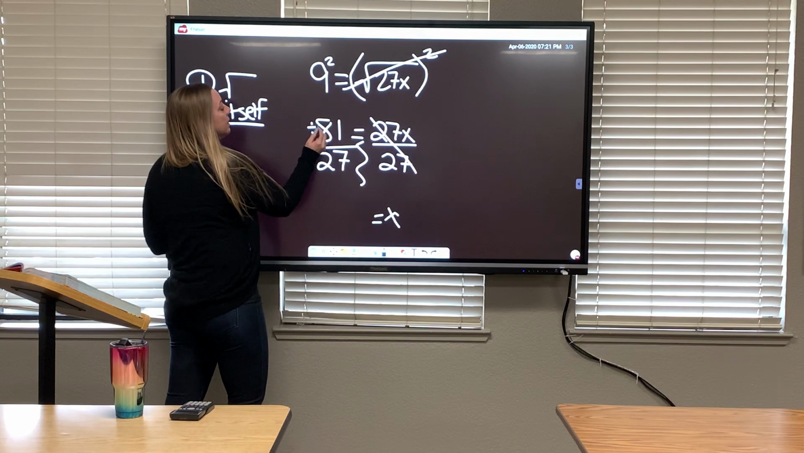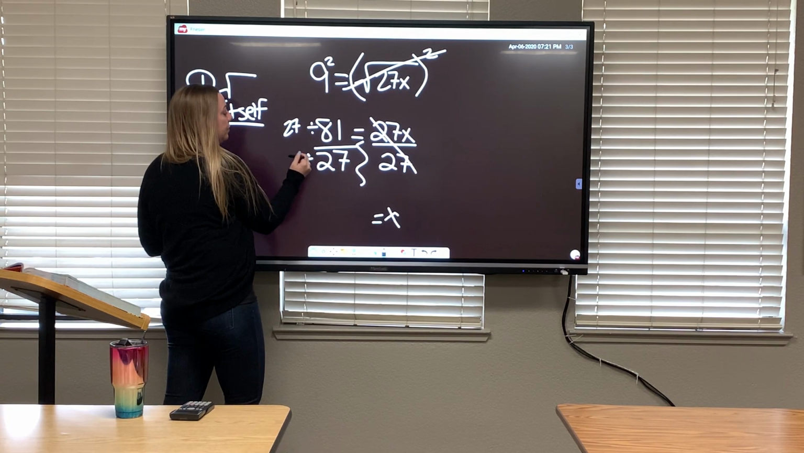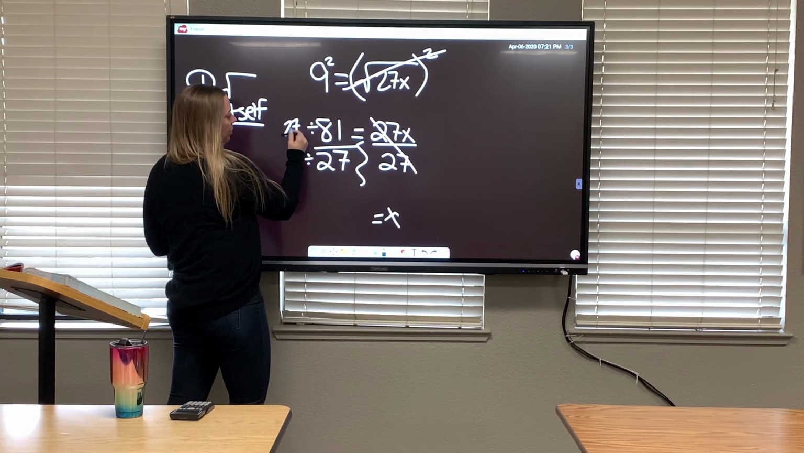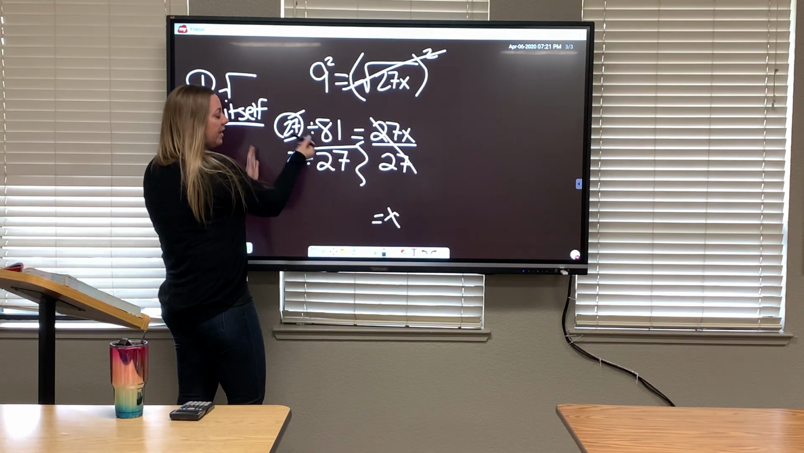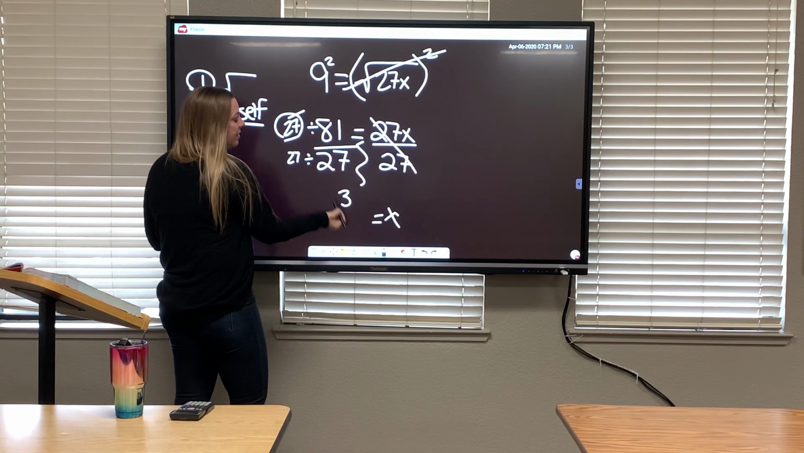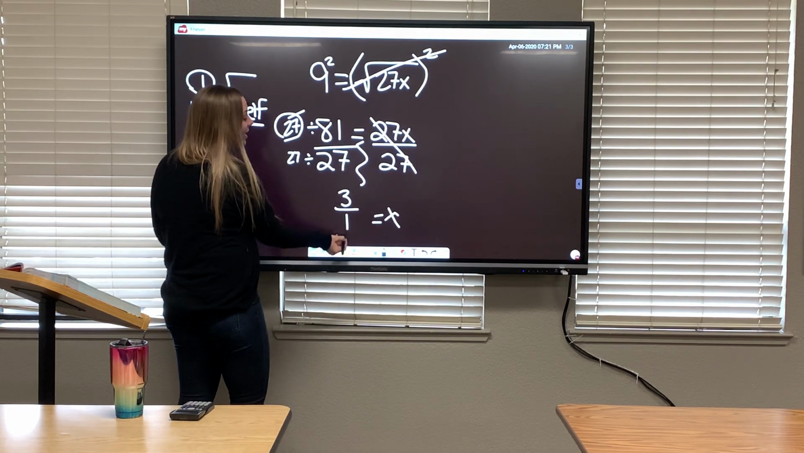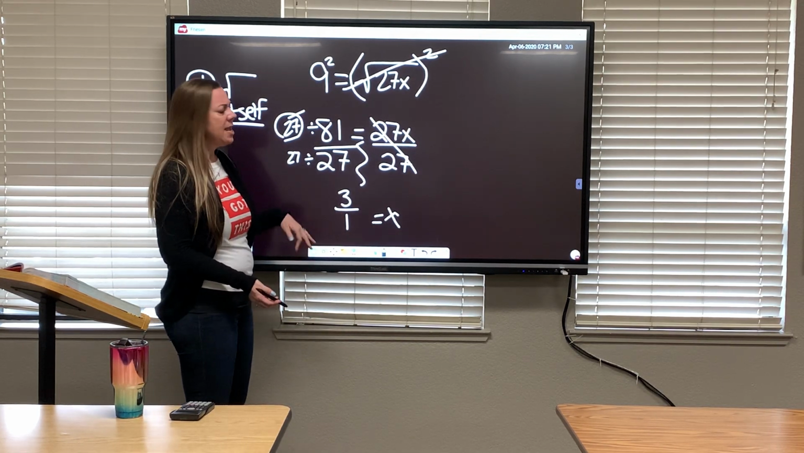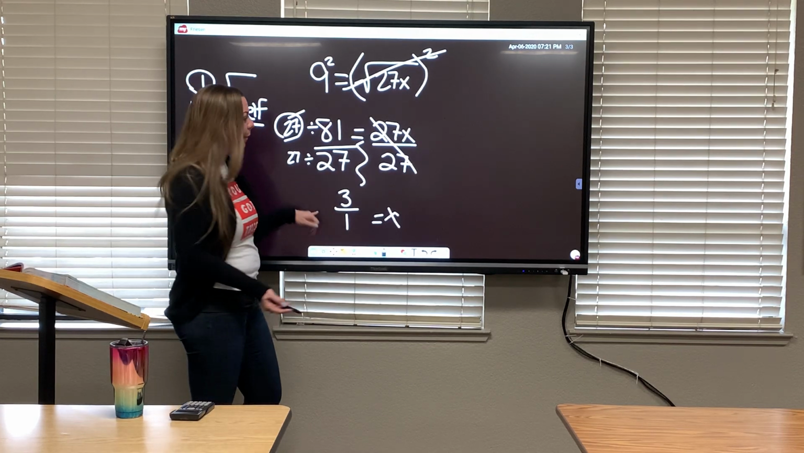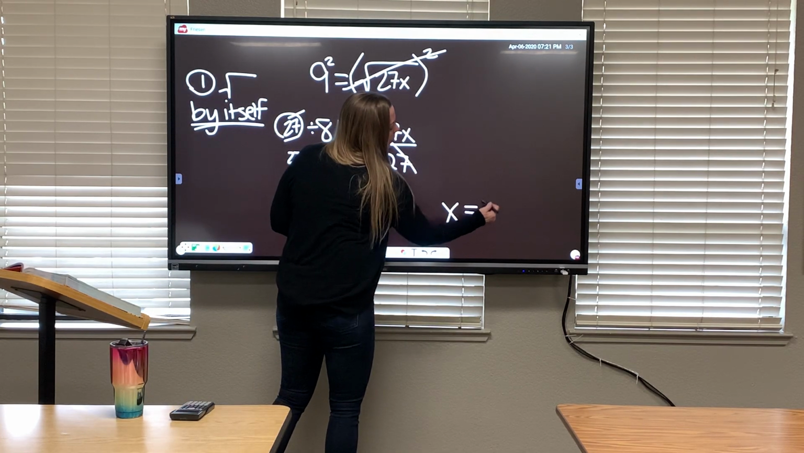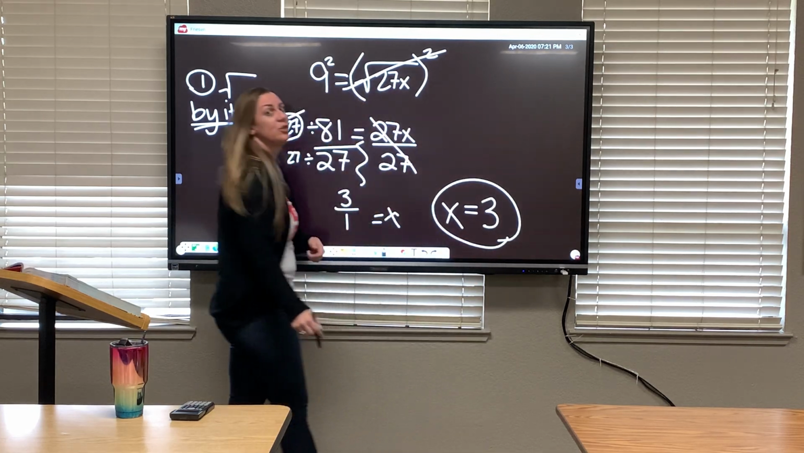So it looks like I can divide both by 27. I should put that over there, but whatever. 81 divided by 27 is 3. 27 divided by 27 is 1. So I get x equals 3 over 1. Can I leave it like that? No, we need to simplify. So I'd say x equals 3. We went ahead and solved that way.